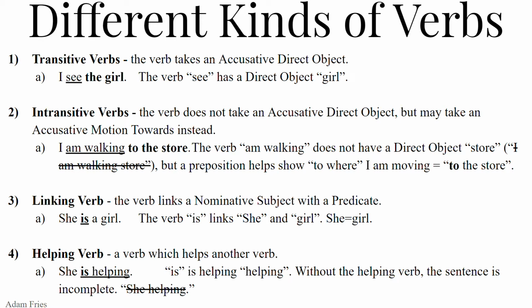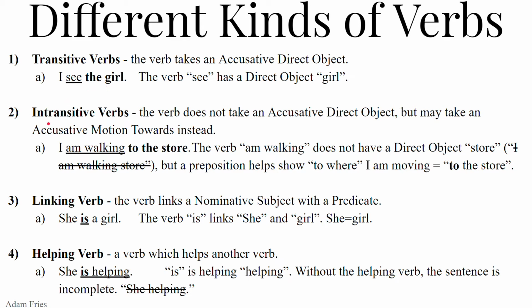For example, I see the girl. The subject is I. I know that because I went to the verb and I asked, who is doing the action of the verb? Who is doing the seeing? Well, I am doing the seeing. I see. So I am the subject, see is the verb. Whom or what do I see? What is the noun, the object that I see? And that's going to be the girl. So the direct object. I see the girl. See takes a direct object.